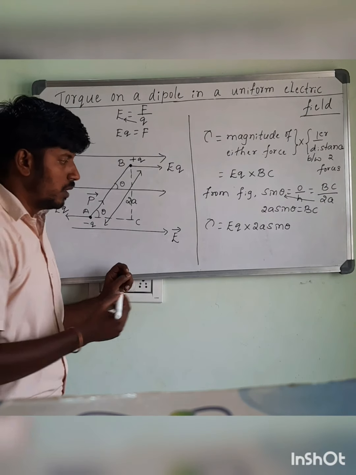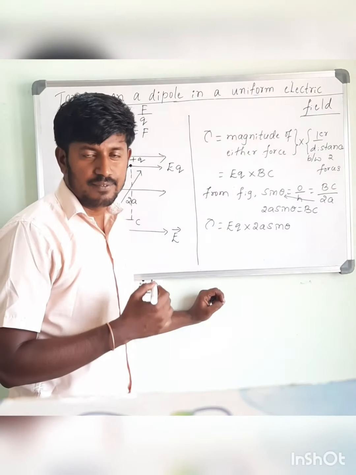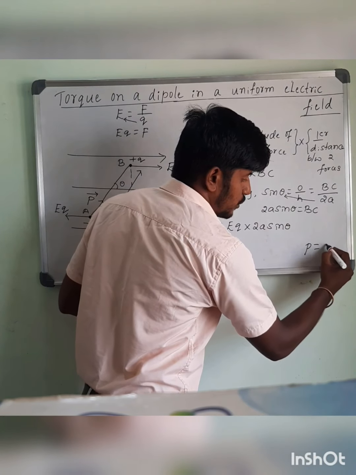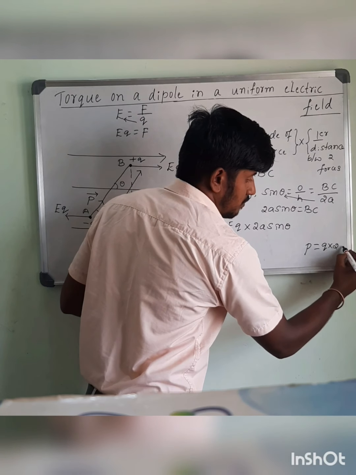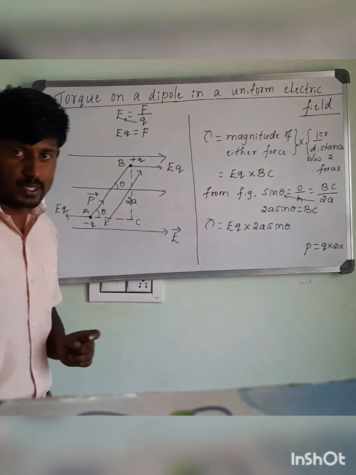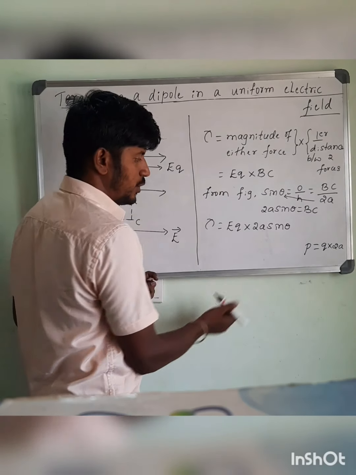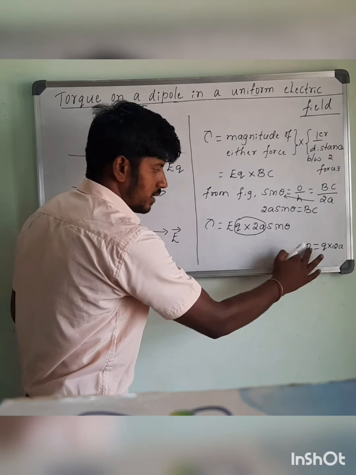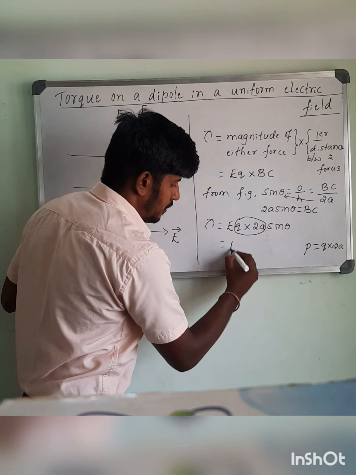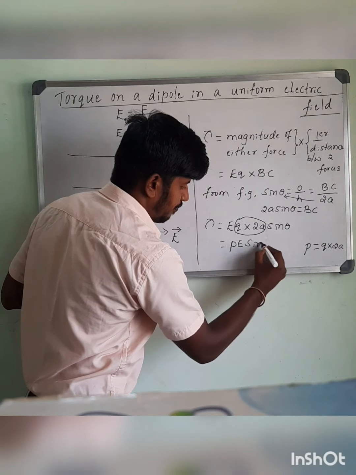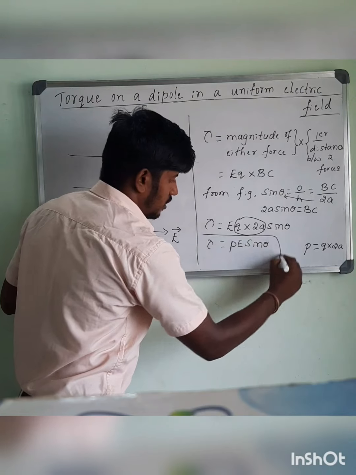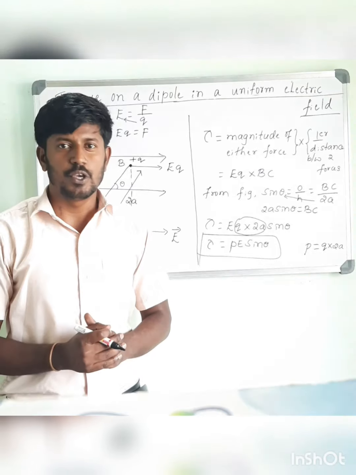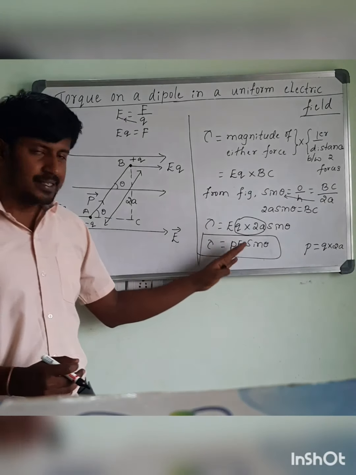Clear? And now make use of the definition of dipole moment. The dipole moment definition is P is equal to the product of the magnitude of either charge into the small distance 2a. So from this definition we can replace Q into 2a as P. Therefore it is PE sin theta. This is the torque acting on a dipole placed in a uniform electric field. This is in scalar form.